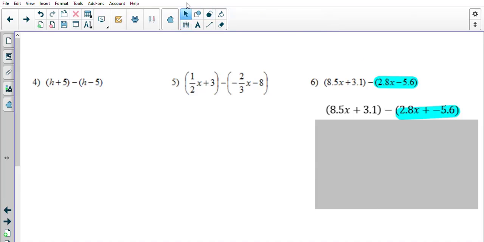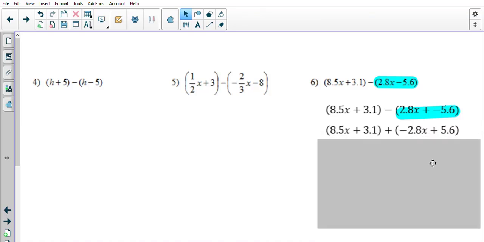The second and third steps we can do together, and that involves us changing the subtraction sign that's between the parentheses, between your linear expressions, to addition, and changing each term in the second set of parentheses to its opposite. It's one big add the opposite. So positive 2.8x becomes negative 2.8x, negative 5.6 becomes positive 5.6.